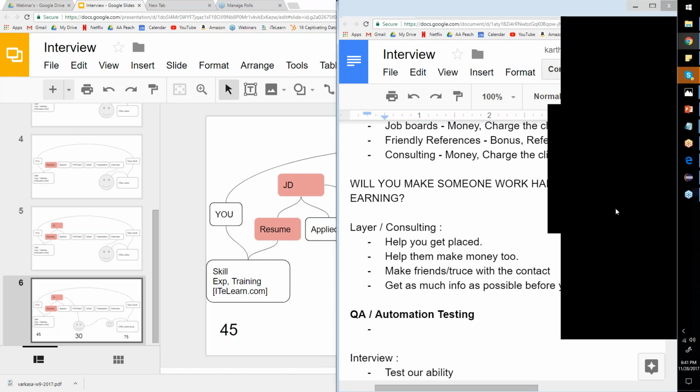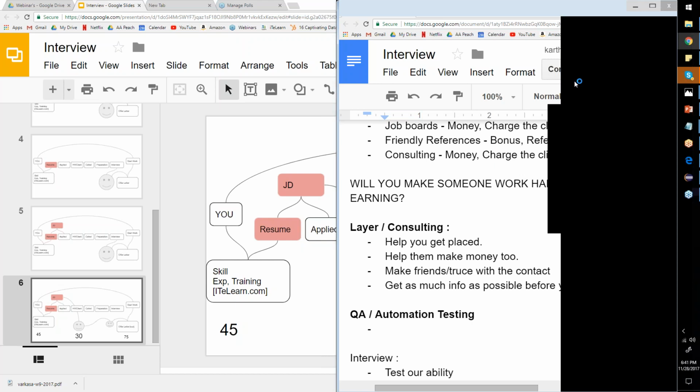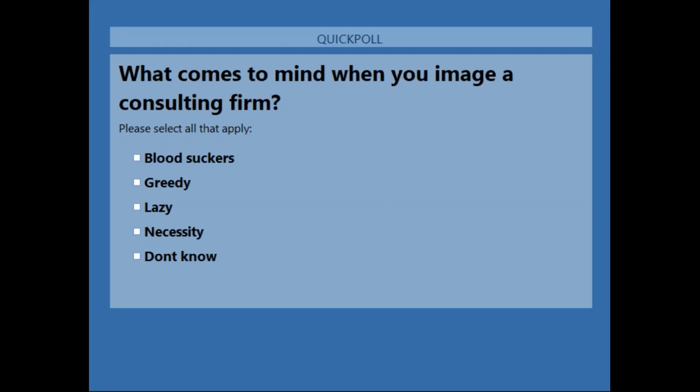What do you think of a consultant so far, team, or a consulting company which is taking some money in between? What comes to your mind first? Let me ask this in a poll question, and then you can answer, please. I just launched a poll into your screens right now. The poll is very simple: what comes to your mind when you imagine a consulting company?